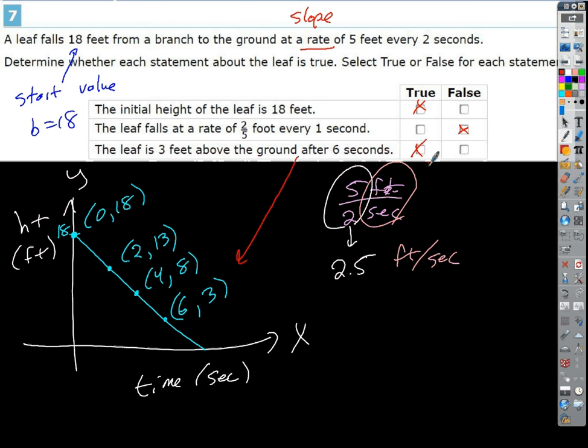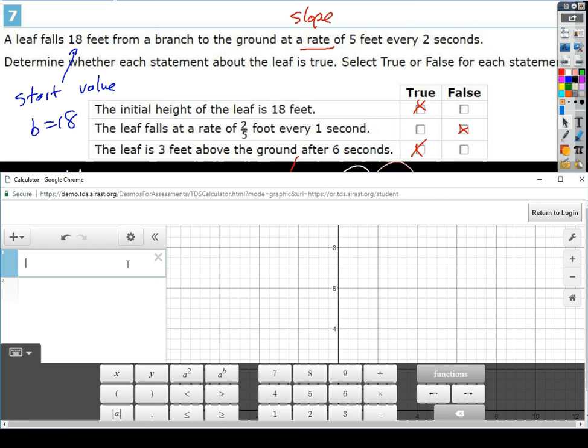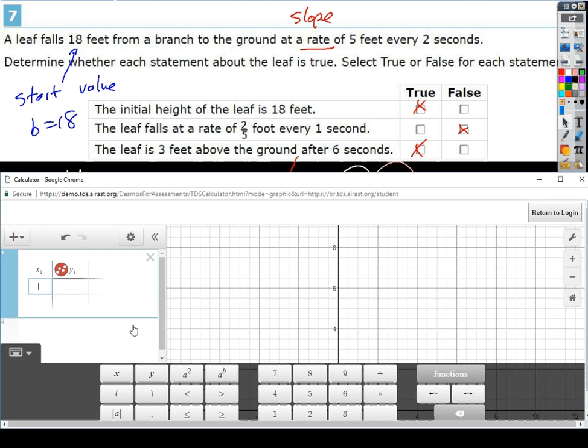Now I'm going to show you something really cool. You've got to really pay attention to this. This is something on Desmos that makes a lot of these questions really simple. It's a trick. On Desmos, one of the things you can do is make a table. You go up here and add a table. It gives you one column named x1 and one column named y1. The subscript 1 just means we're going to pick individual values.